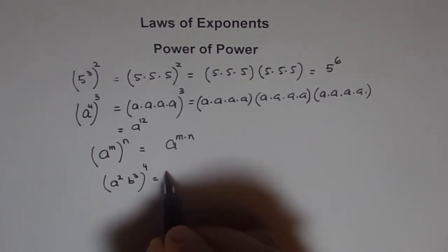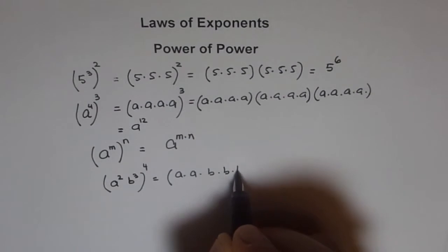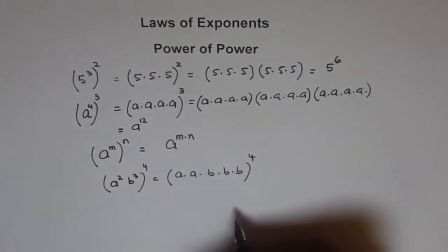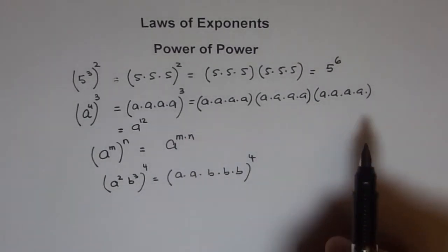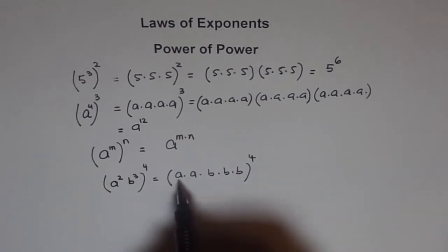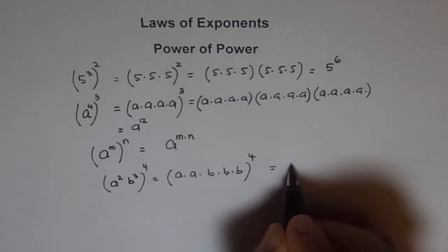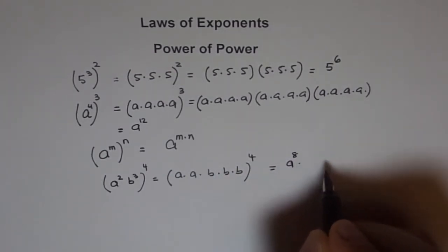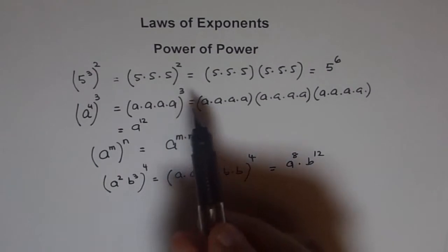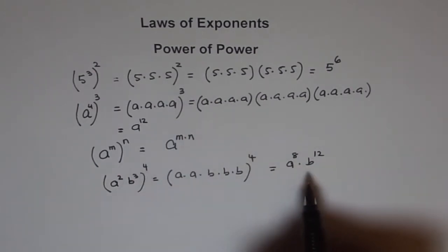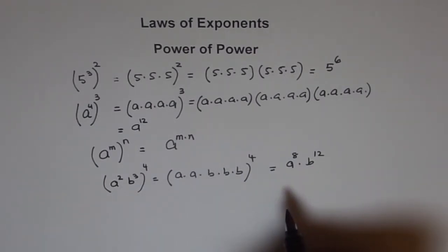So this means that we have here 2 a's, right, and 3 b's multiplied together and to the power of 4. Correct? Now that means I'll have 4 such factors, just as I had with a's. So if I have 4 such factors, how many a's will I have? Here I have 2 times 4, which gives me 8. So I could write this as a to the power of 8 times b to the power of 3 times 4, 12. So using power of power, we could simplify this as this. Correct?